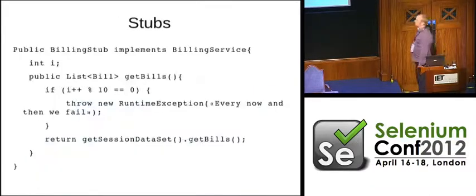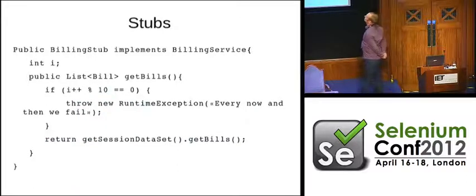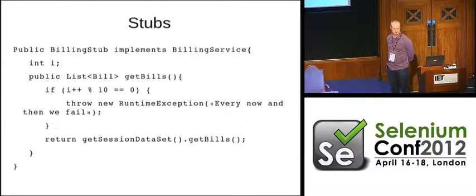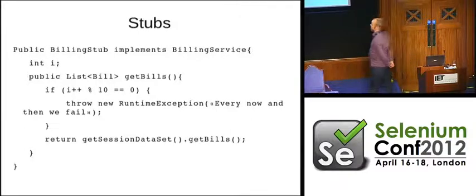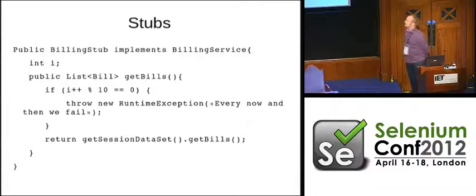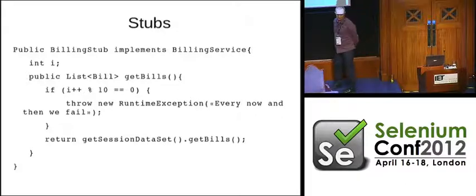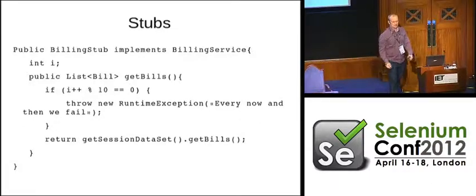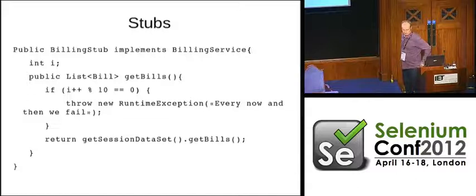So a typical stub like a billing service would do something like get bills. Now, I'll let you read the code, but this billing system has this interesting thing that in real life, it's a bit flaky. So 10% or so of the time, it just fails. And that's a known characteristic of the production system. So we implement that in the stub. So what you see here is this just counts. Every 10th transaction, we just do something stupid. And otherwise, we just go to the data set, which is bound to the session, and we get some bills, which is for this customer.